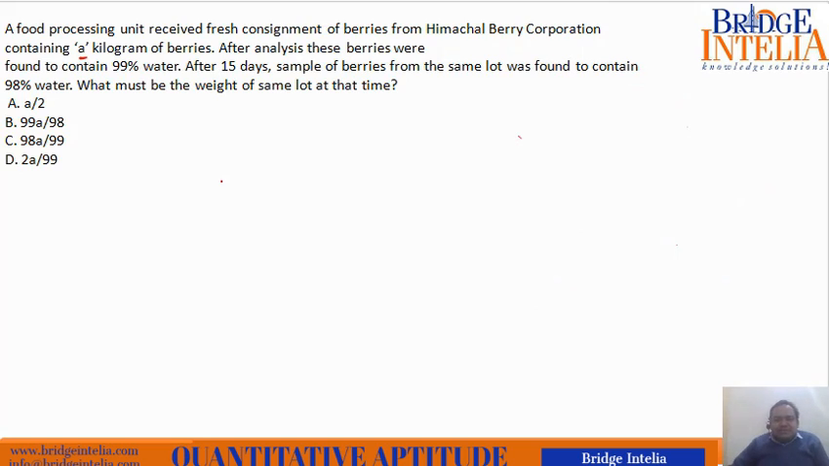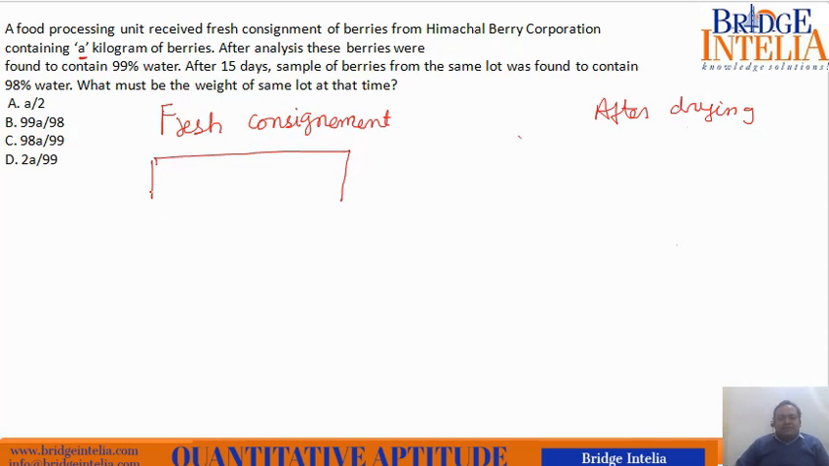So as per this question, there was a fresh consignment. The consignment was observed two times: once when it was fresh, and the other time after it got dried. In the fresh consignment, you observed fruit and water, the watery part. Water was 99%, so fruit was 1%.